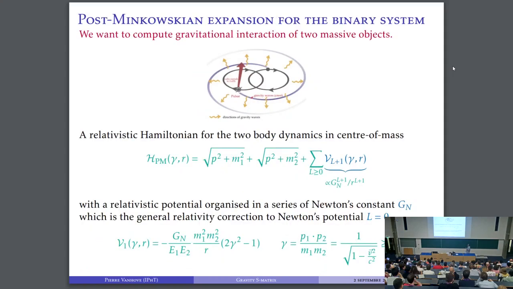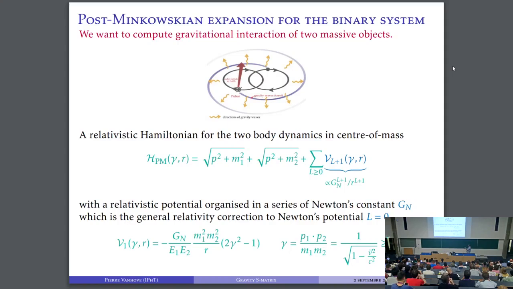Okay, so concretely what you do is that you have your two objects, either a pulsar or two black holes or whatever, but you approximate them as point particles, mass m1, mass m2. You have a Hamiltonian that depends on gamma, the relativistic factor, so that's V, the relative velocity. And here you have a potential that you want to expand in powers of G Newton.